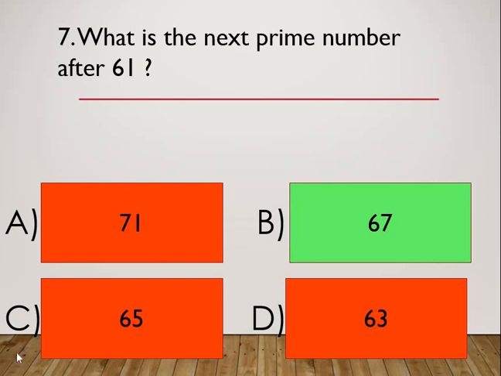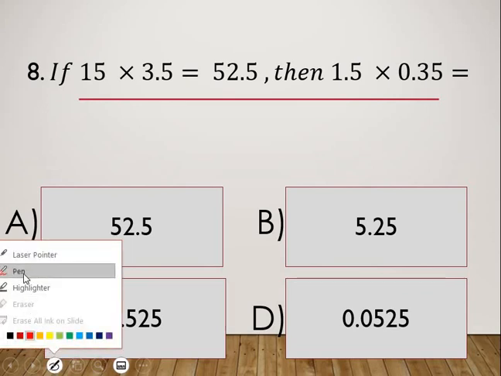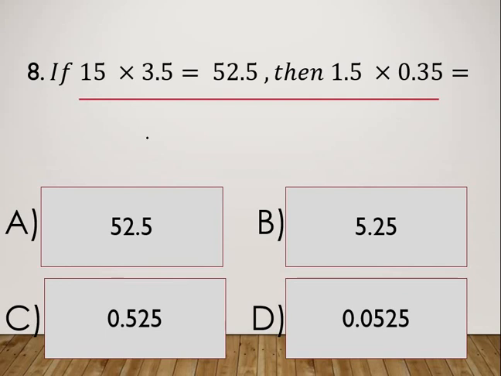All right, so we're continuing with the multiple choice questions. Moving on to number 8. If 15 times 3.5 is equal to 52.5, then 1.5 times 0.35 is equal to what? Now, this is a very interesting question, but it's very, very simple, and we're not going to waste too much time on it. So let's get on with it.